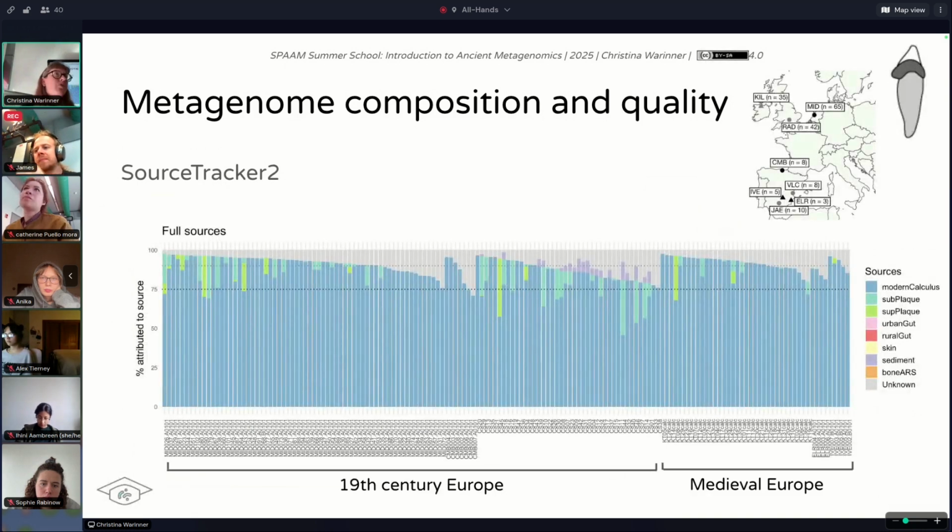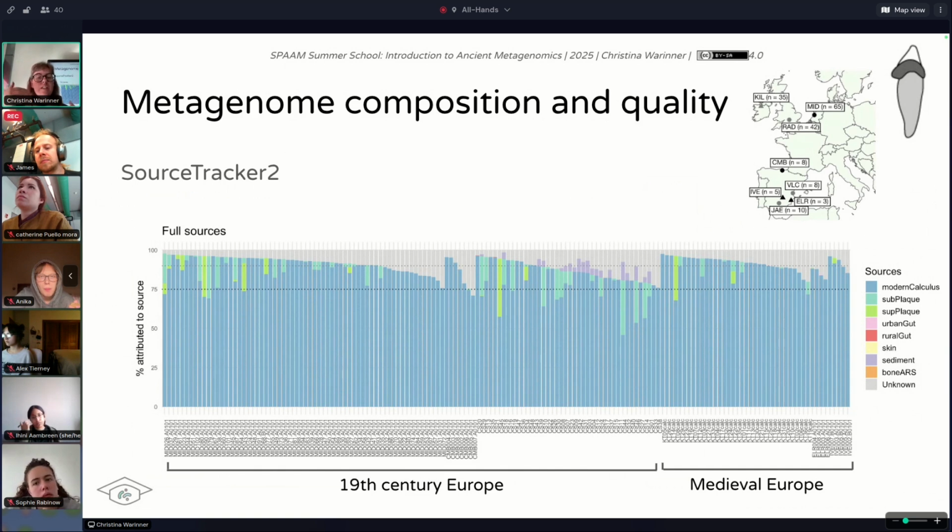Now, not all samples show that degree of variation. Here's another plot, we're using Source Tracker again too. This is on more recent samples. That previous example included Neanderthals and quite old samples. This is more recent samples from the oral microbiome from 19th century Europe and medieval Europe. Here, the color palette is different. So here, blue and green actually are good. That means oral, and it's the yellows and reds and grays that mean not oral.